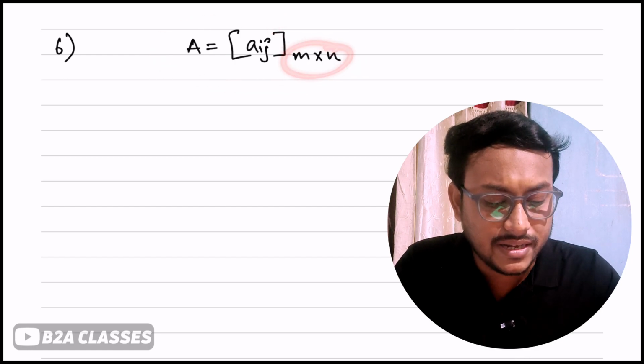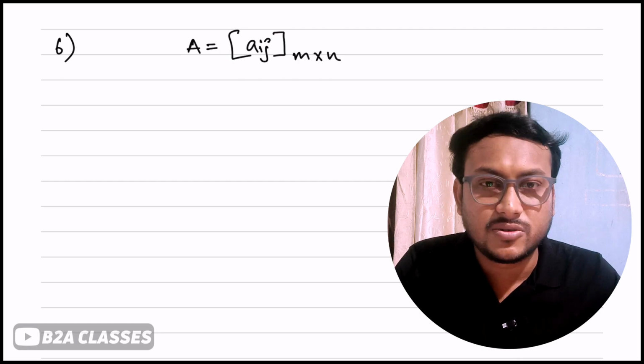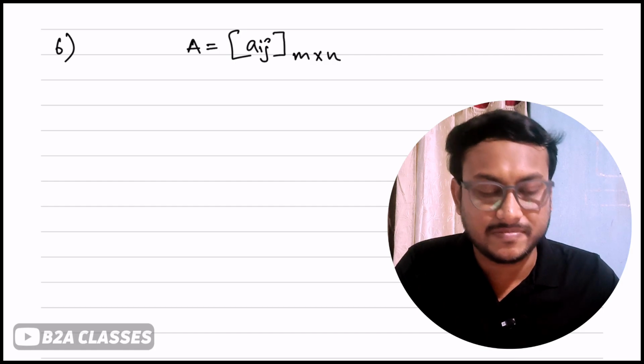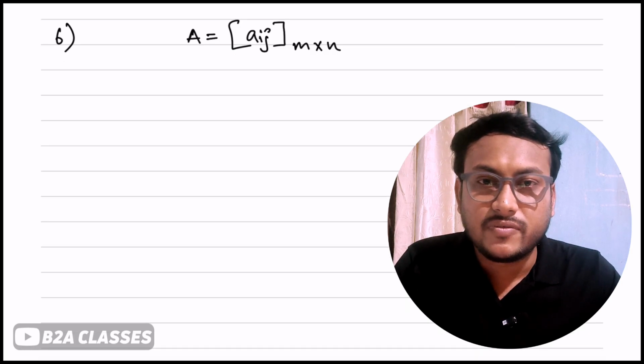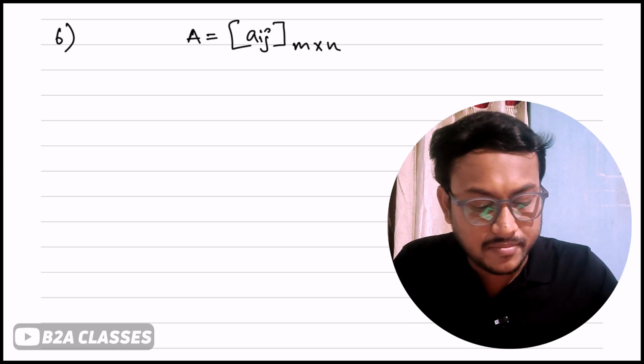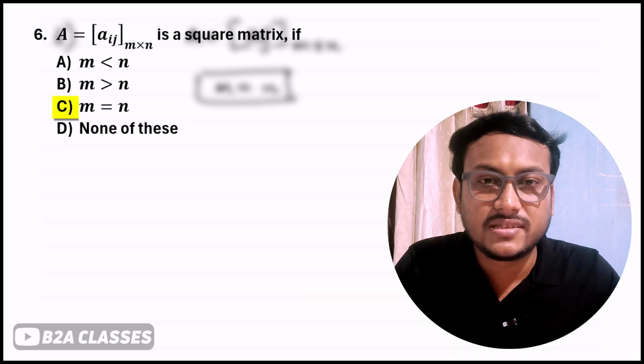m by n is the order, and aij is the general element for every element in the matrix. The question asks: for a square matrix, what is the relation between m and n? Now for a square matrix, the number of rows equals the number of columns. So the number of rows is m and the number of columns is n. So for a square matrix, m will be equal to n. So C is the correct option.